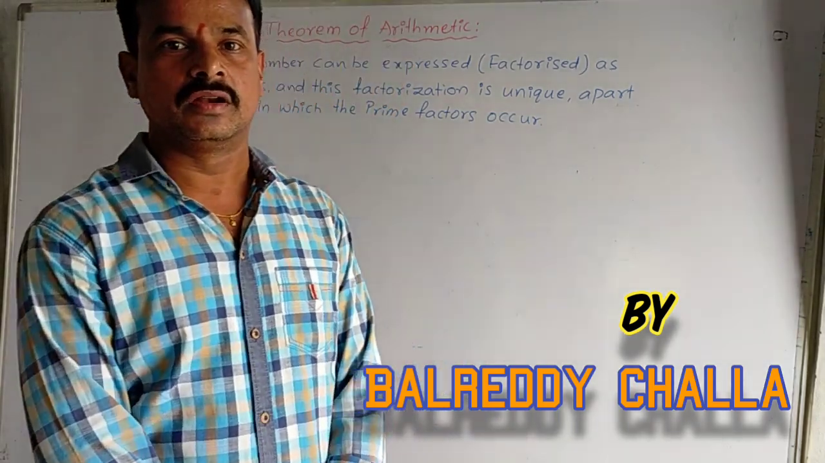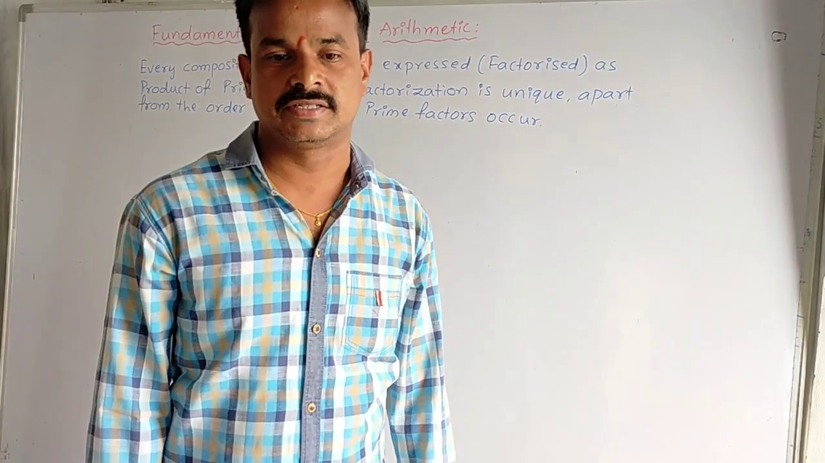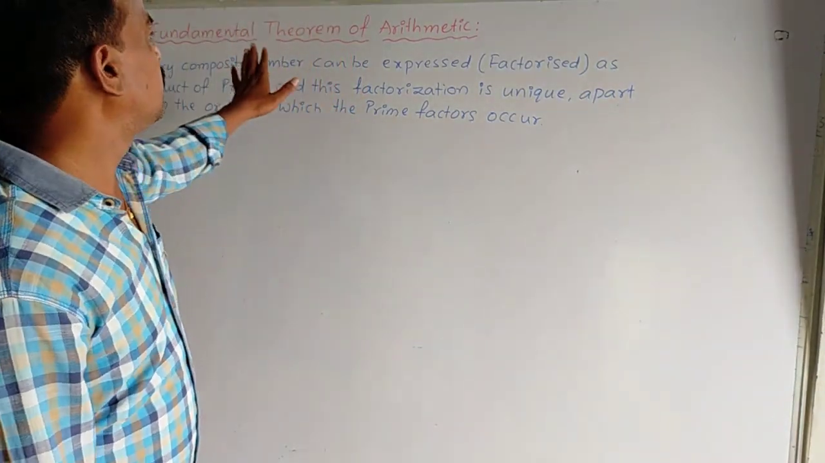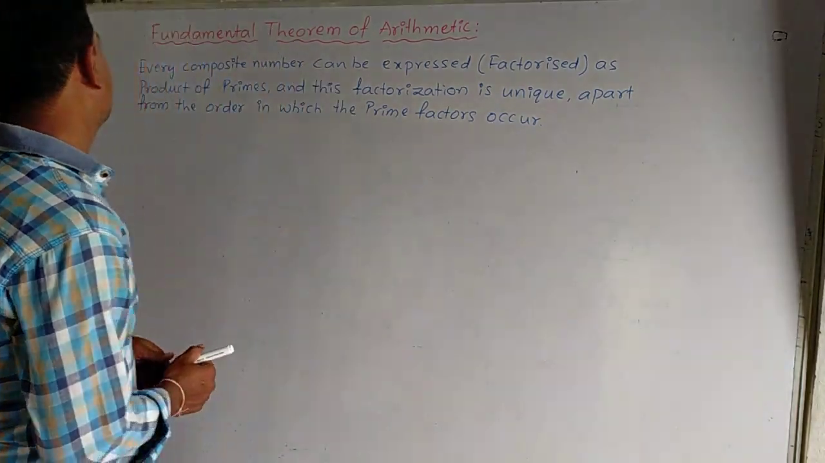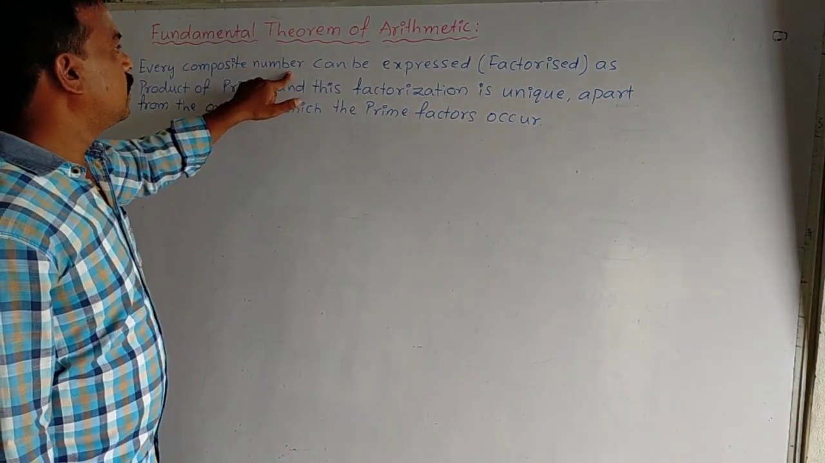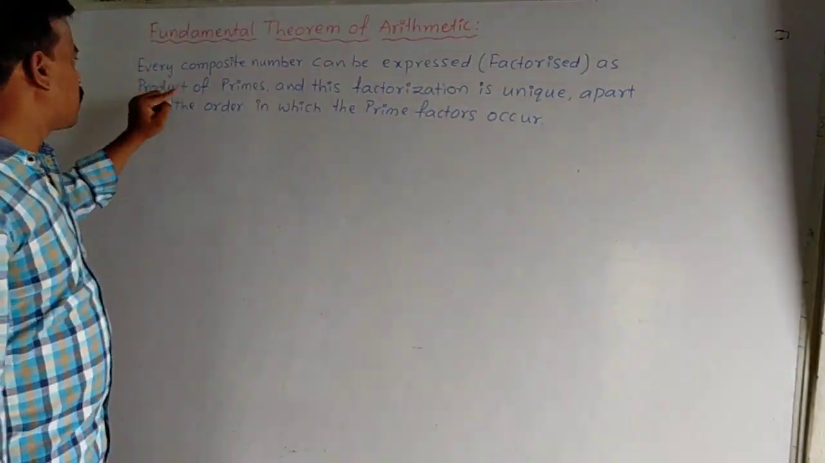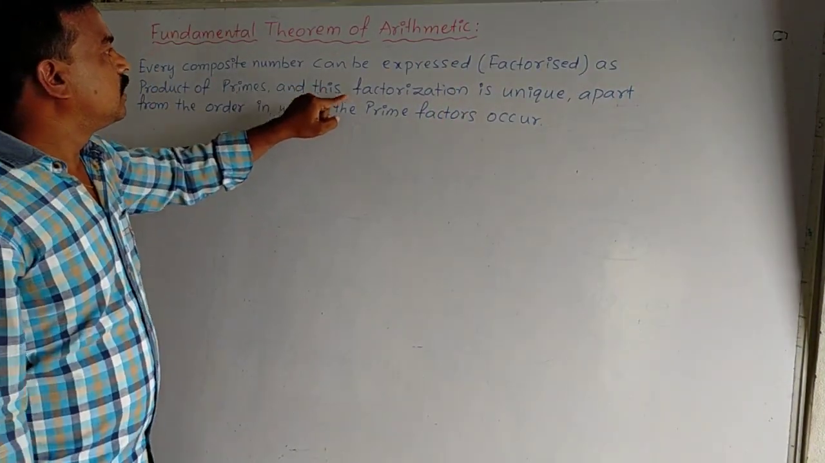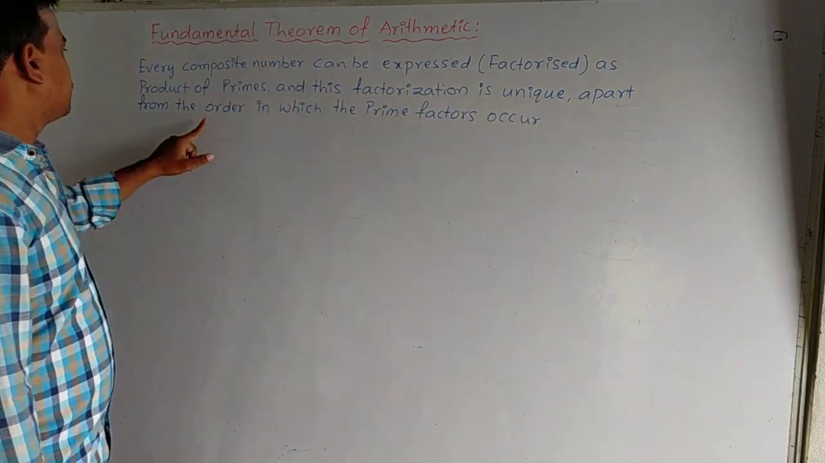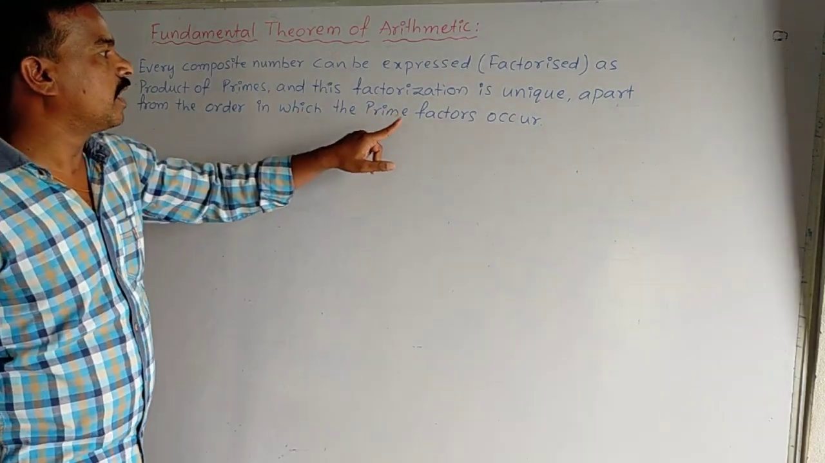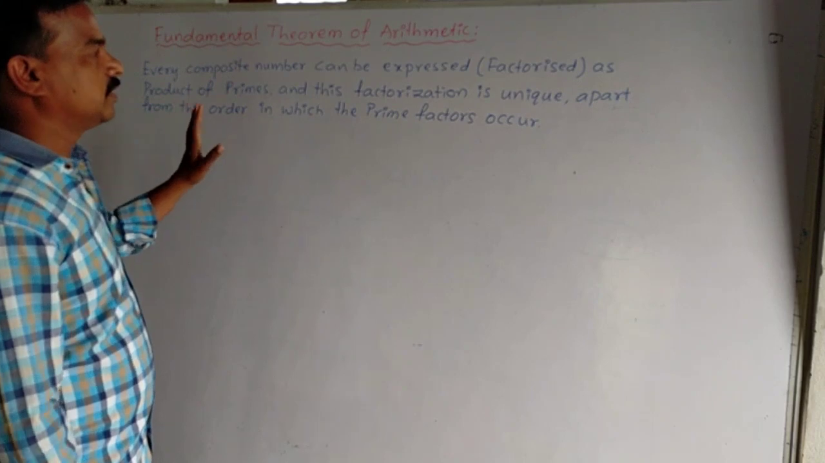Okay, today we have to learn the fundamental theorem of arithmetic from 10th class. What is this? Every composite number can be expressed or factorized as a product of primes, and this factorization is unique apart from the order in which the prime factors occur. This is the fundamental theorem of arithmetic.